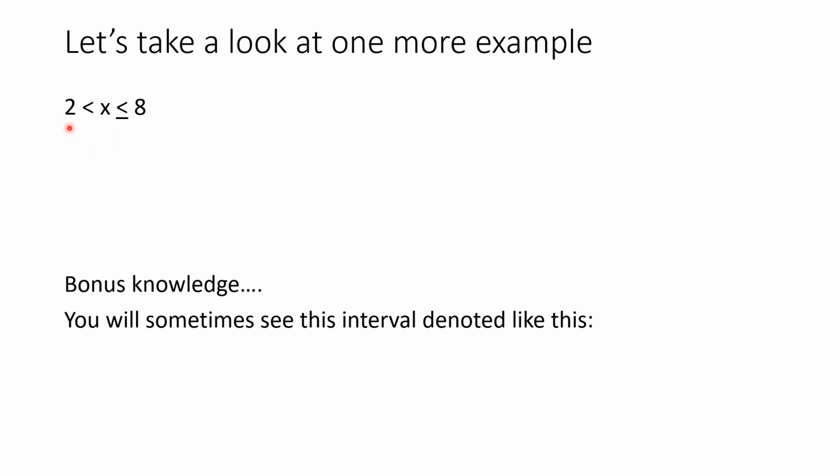The 2 is not included, because if we do that little trick where we read it from right to left, x is greater than 2, but not equal to the 2, and x is also less than or equal to 8. So what does that look like if we were to sketch it out? So we have the 2 and we have the 8, and x could be anything in between. So the 2 is less than the x, and the x is less than the 8, but the 2 is not included.